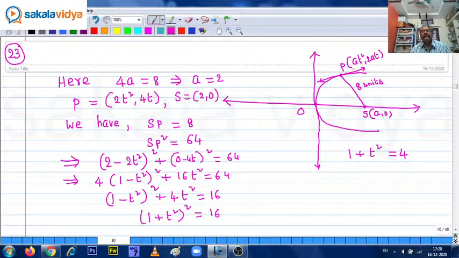Because it is the first quadrant, we take 4. So t square is equal to 3. The t value will be root 3.